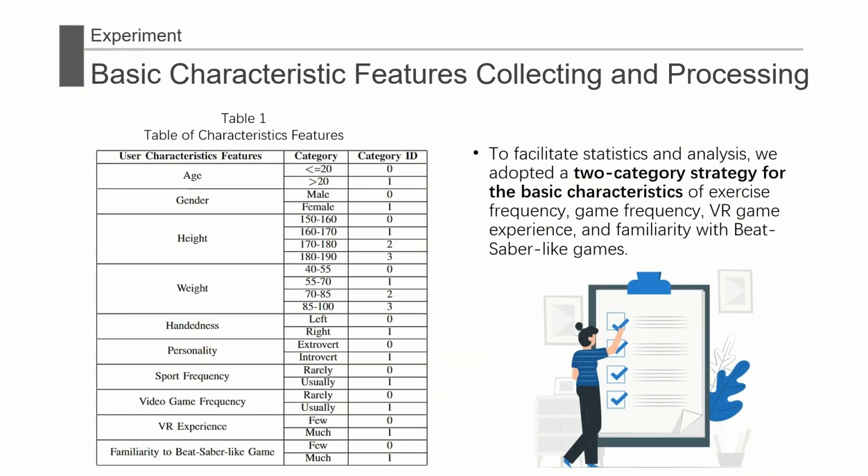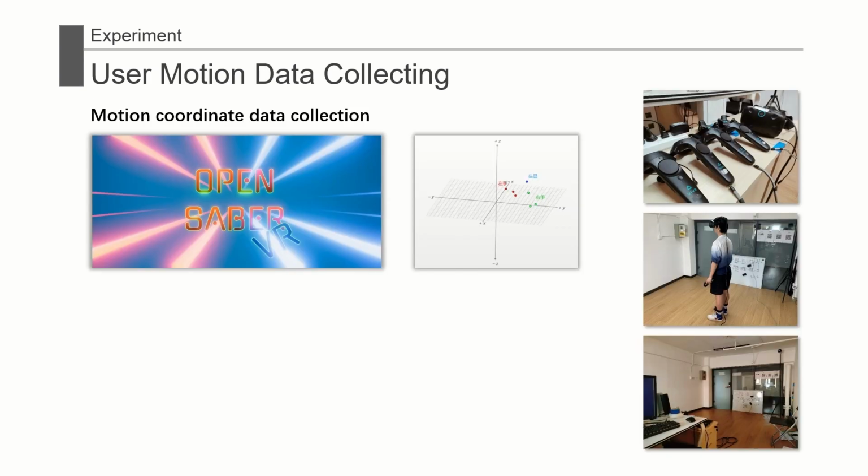Volunteers first provided informed consent and then completed the questionnaires. The questionnaires contain the basic characteristics of users, such as gender, age, and VR experience. User-based characteristics features are shown in the table. After completing the questionnaire and training phase, volunteers were instructed to begin the experiment for collecting motion data.